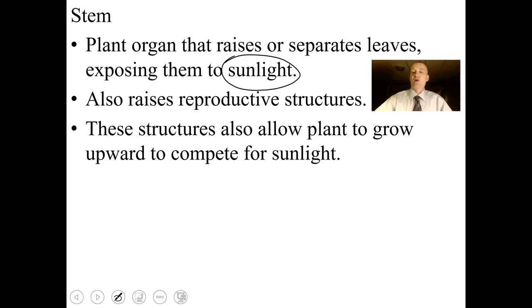These structures also allow the plant to grow upward to compete for sunlight, and probably the reason why you see forests with trees that are so tall is because of the competition for sunlight. They're each competing with each other because you don't want to get shaded out, since you won't get as much sunlight.